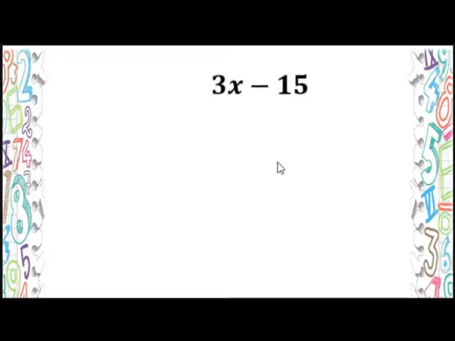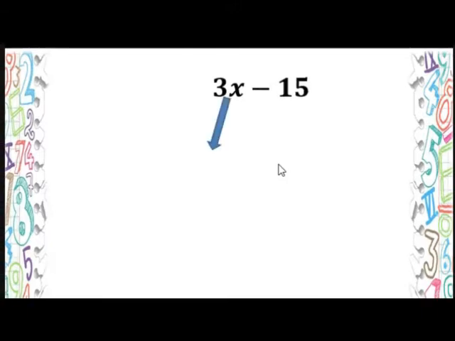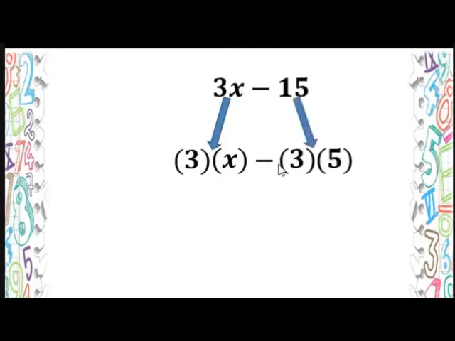What's It part? Taking the area of the rectangle, which is 3x minus 15, let's go back. 3x was taken from the product of 3 and x. And 15 is from 3 times 5. As you can see, 3x and 15 have a common factor, that is 3.